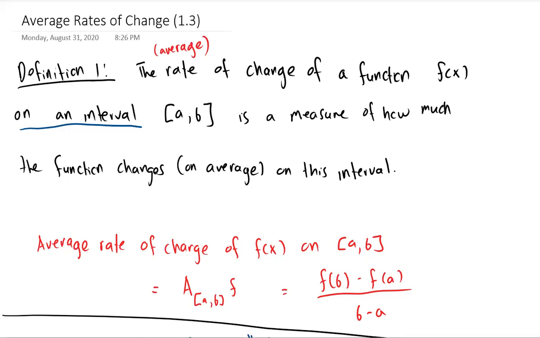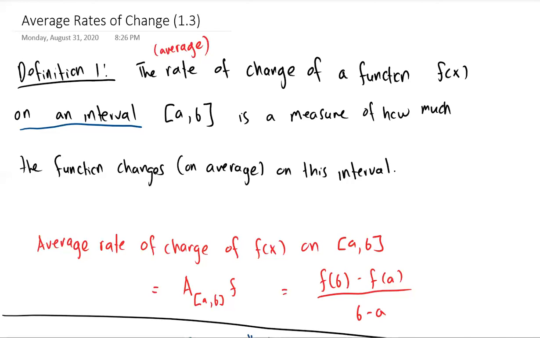So the average rate of change of a function f of x on an interval a to b is a measure of how much the function changes on average on this interval. And I'll explain the on average part better when I do some graphical examples. But that's what the average rate of change of a function on an interval is. It's just a measure of how much the function changes on that interval.